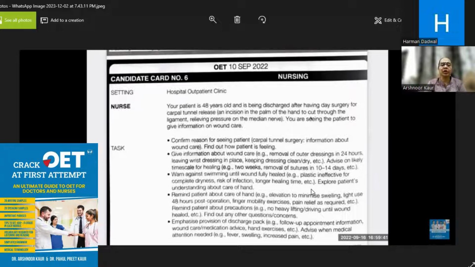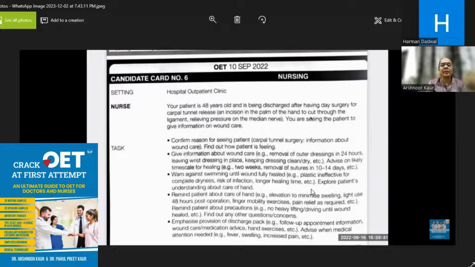First of all, confirm the reason for seeing the patient, as I have already said: Harry, how are you feeling now? The patient may say, I'm feeling a bit of pain. Then you have to tell the patient, Harry, it's quite common after surgery, as once the effect of anesthesia is over, this pain is expected. I'm giving you an injection of analgesia so that it should relieve your pain. Or you may say anything here.